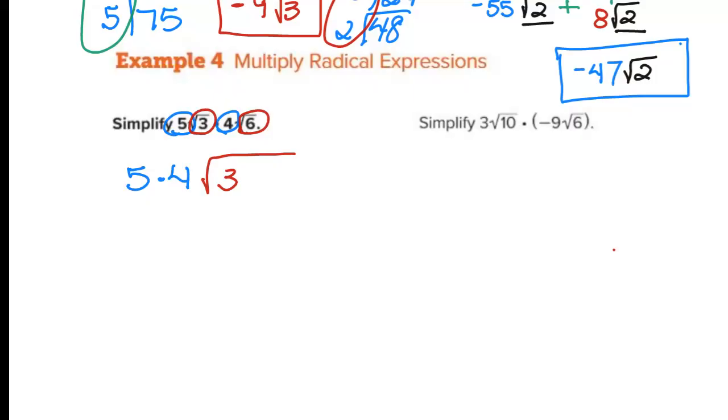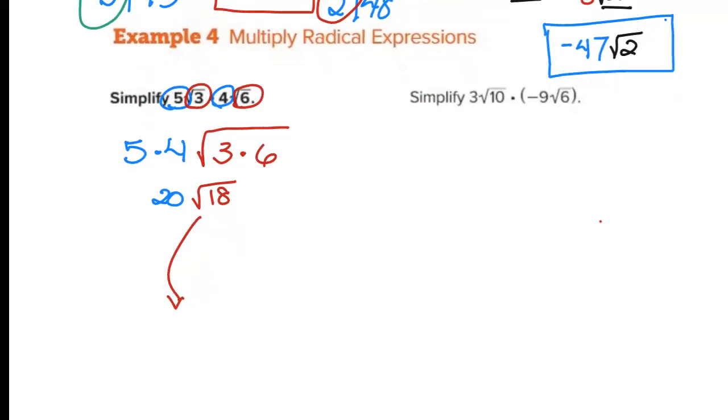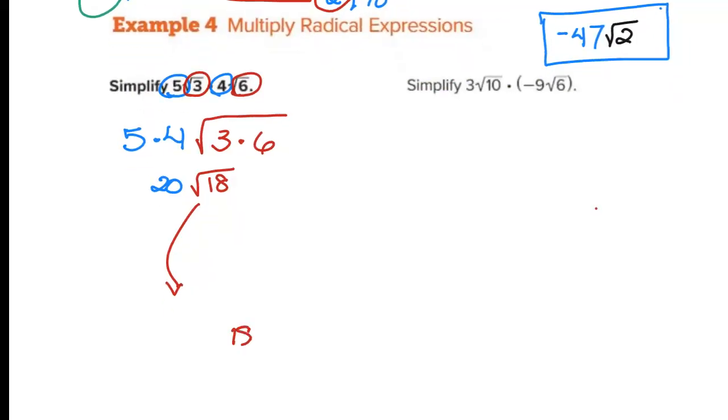If they're under the radical and you're multiplying, you can put them both under the radical. So 5 times 4 out front is 20. 3 times 6 is 18, but guess what? The square root of 18 can be simplified. So we got to do the cake method for this. So 18 divisible by 2 gives me 9. 9 is divisible by 3, gives me 3. 3 is divisible by 3, gives me 1.